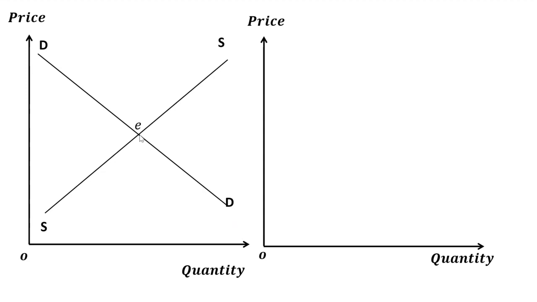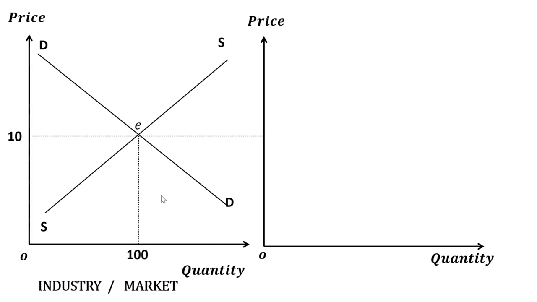Now at point E, quantity demanded is equal to quantity supplied on the market. We say that quantity demanded intersects quantity supplied. They are equal here. This is where the market price is 10 rand, or the equilibrium price is 10 rand, and the equilibrium quantity is 100. Now what happens?